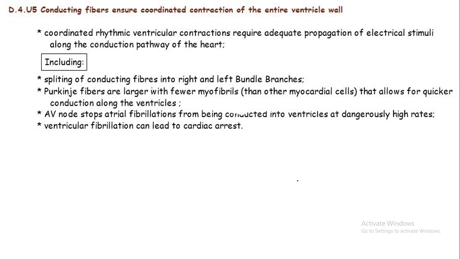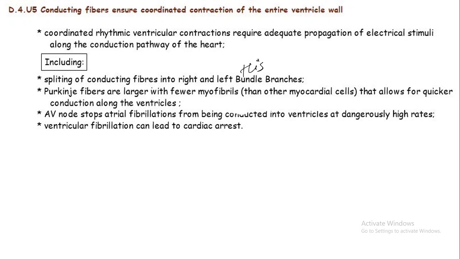Conducting fibers ensure coordinated contraction of the entire ventricle wall. Just pay attention here. Coordinated rhythmic ventricular contractions require adequate propagation of electrical stimuli along the conduction pathway of the heart, including splitting of conducting fibers into right and left bundle branches or bundle of His. Purkinje fibers are larger with fewer myofibrils that allow for quicker conduction along the ventricles.